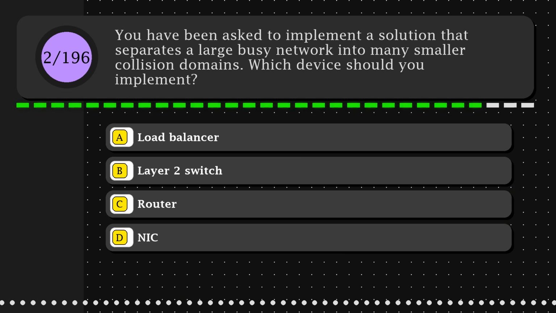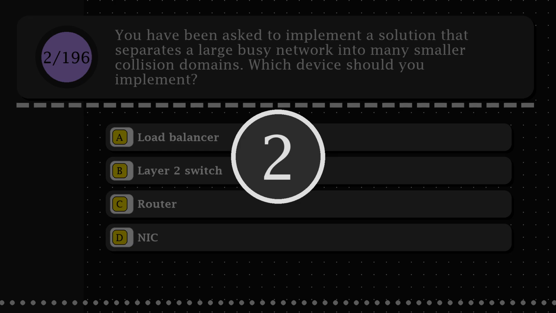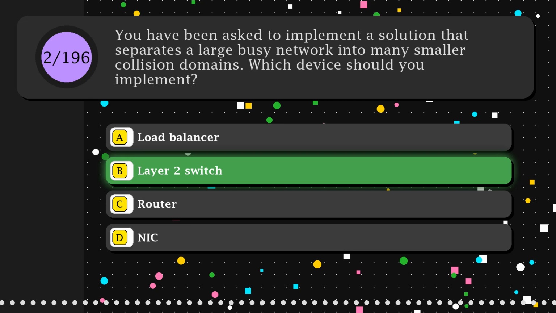Question 2. You have been asked to implement a solution that separates a large busy network into many smaller collision domains. Which device should you implement? Option A, load balancer. Option B, layer 2 switch. Option C, router. Option D, NIC. The correct answer is option B, layer 2 switch.